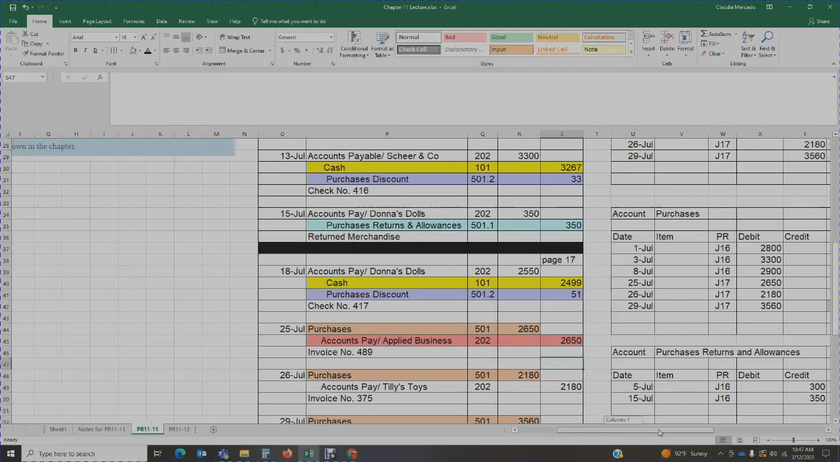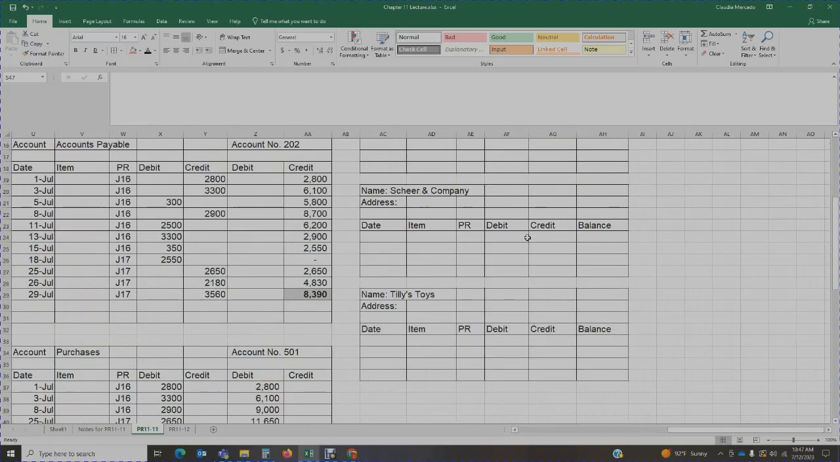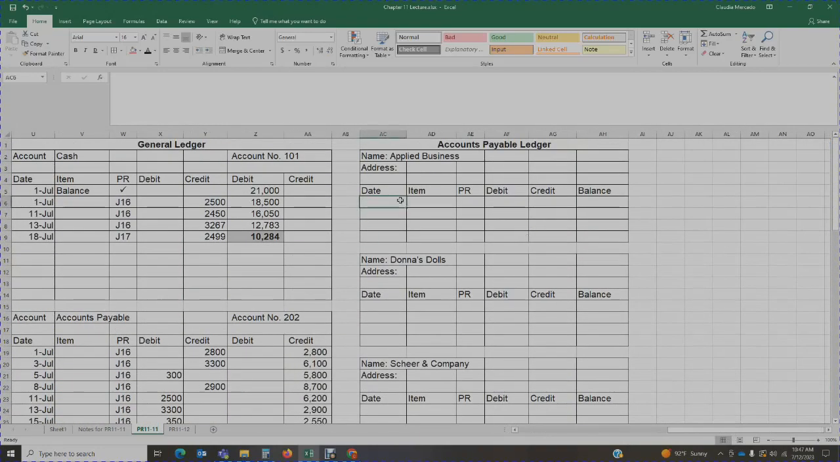Okay, so I'm going to go ahead and transfer that over. This is happening on July the 25th. Journal 17, and I've got a credit of 2650, so therefore my balance will be 2650. Okay, so that is how much I owe Applied Business. I owed Applied Business 2650.